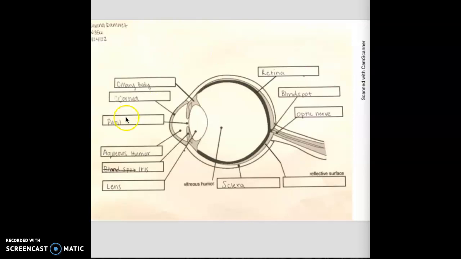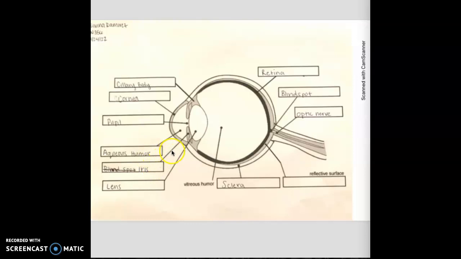The pupil is a variable size black circular opening in the center of the iris that regulates the amount of light that enters the eye, and the pupil needs to be round in order to constrict. Next is the aqueous humor, and this is a clear watery fluid that fills the space between the back surface of the cornea and the front surface of the vitreous, bathing the lens.